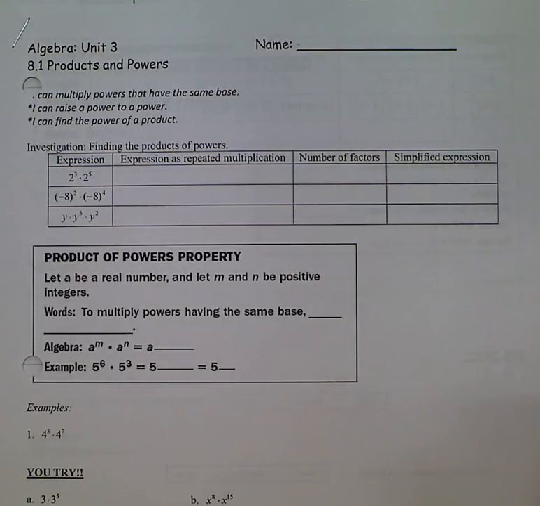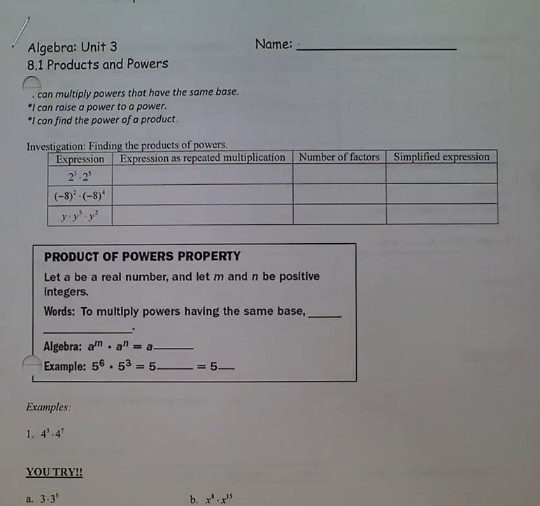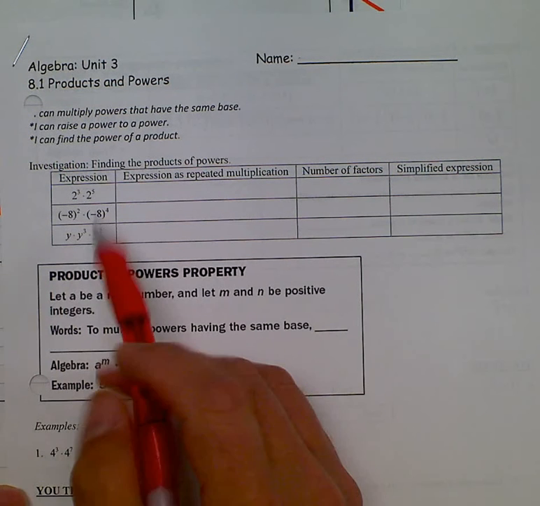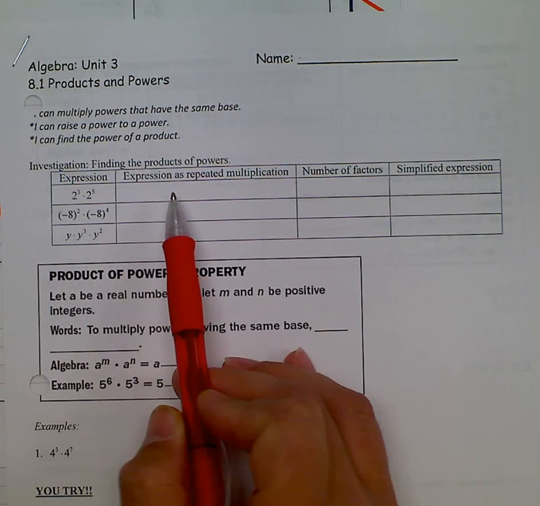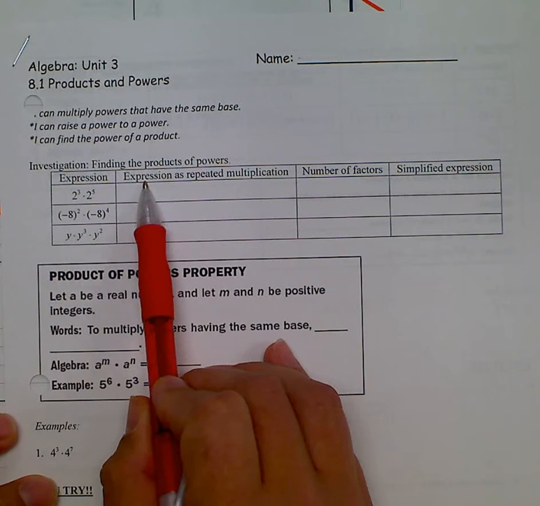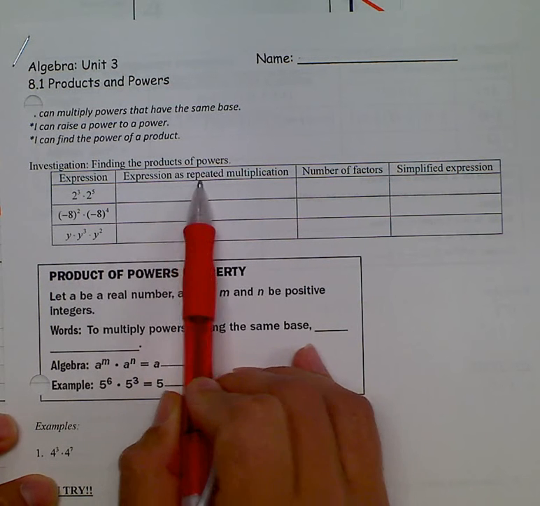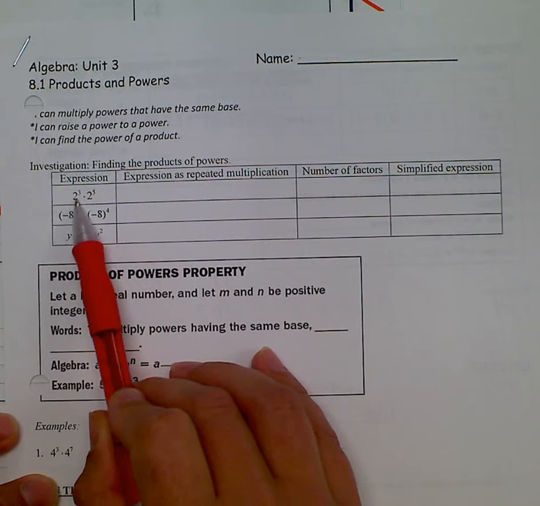All right, so these are important because we need to remember how to use these rules and apply them to actual problems. All right, so let's look at this little example here. This is just kind of showing us how to prove our rule. Okay, so express as repeated multiplication. So right now I have 2 to the 3rd power and 2 to the 5th power.